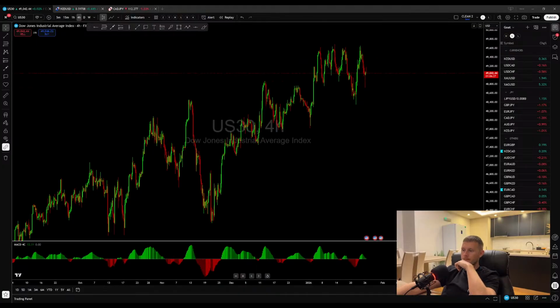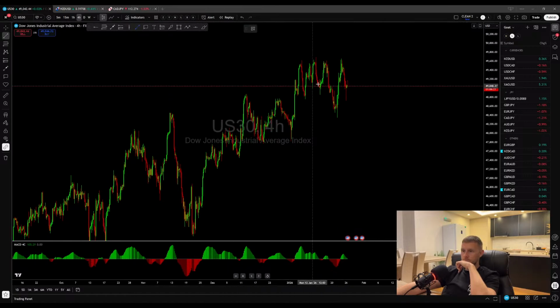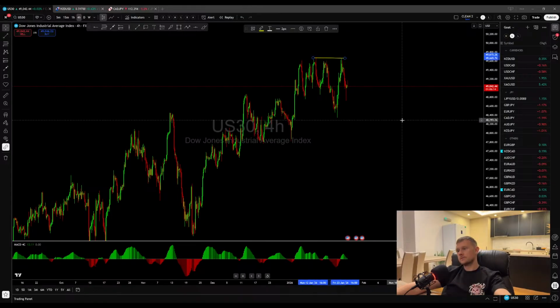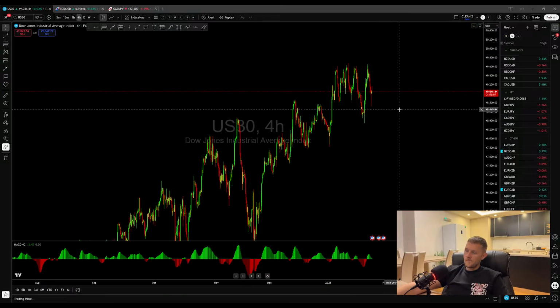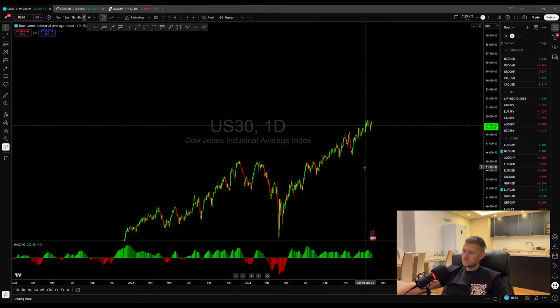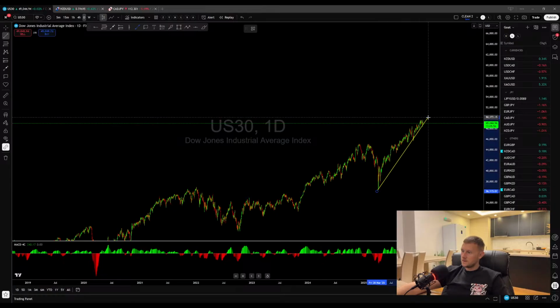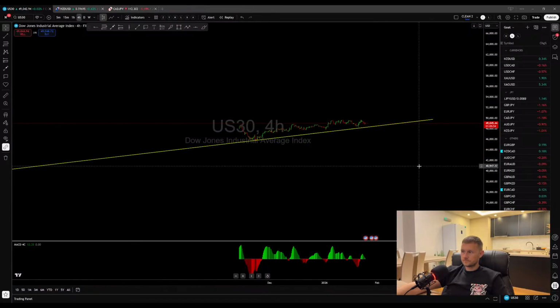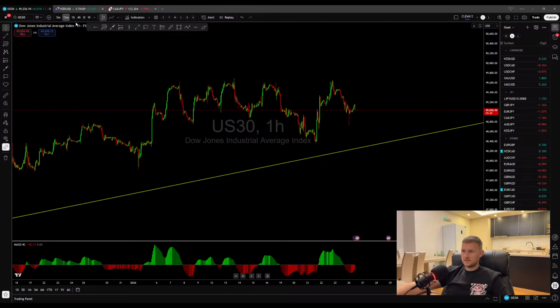US 30. Going down. Did this one break the top? No, it didn't. Nothing for now. I need more confirmation. That's the sell. It just bothers me that this one didn't break the top. But taking the sell is a good idea.